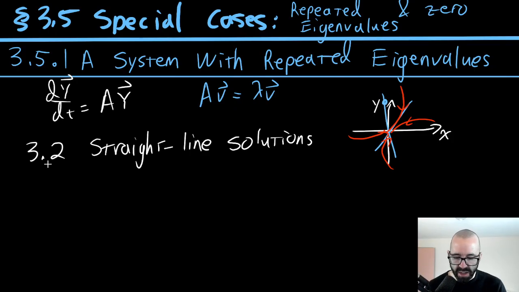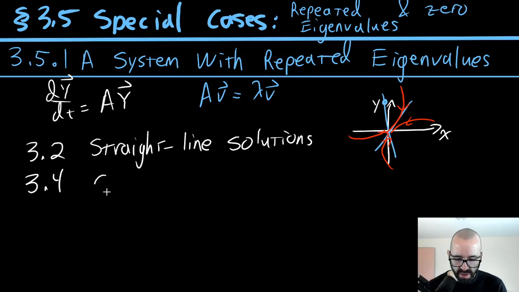And that's what we talked about. And then we did some qualitative analysis. We talked about sources and sinks. We said we also have this new thing called saddle points. If one of these lines is kind of like a source and one of them is kind of like a sink, then you put them together and you get a saddle point.